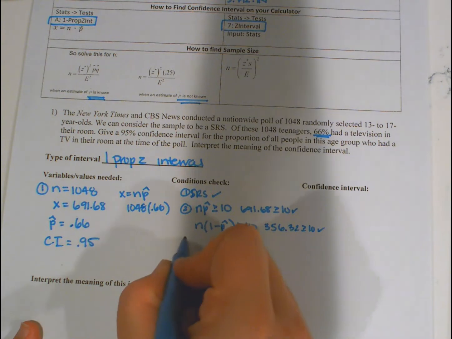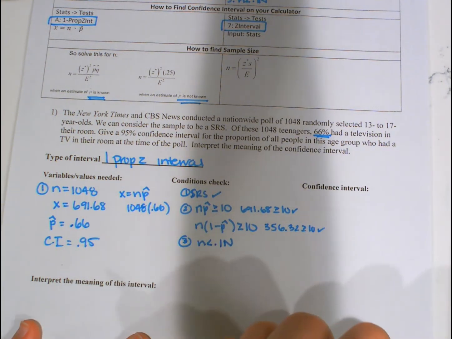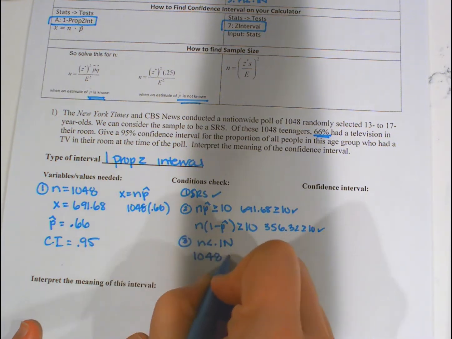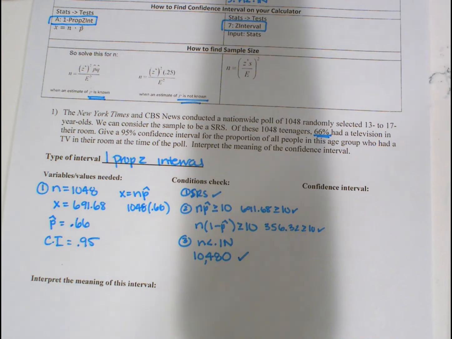And then our last condition is, is our n value less than 10% of our population? So if you think about it, all I really think you need to do is add a 0 and ask yourself, is it reasonable to assume that there are more than 10,480 13 to 17-year-olds nationwide? And I would say, yes, there's definitely that many 13 to 17-year-olds. Okay, so now that we've checked all of our conditions, we'll go ahead and run our confidence interval.